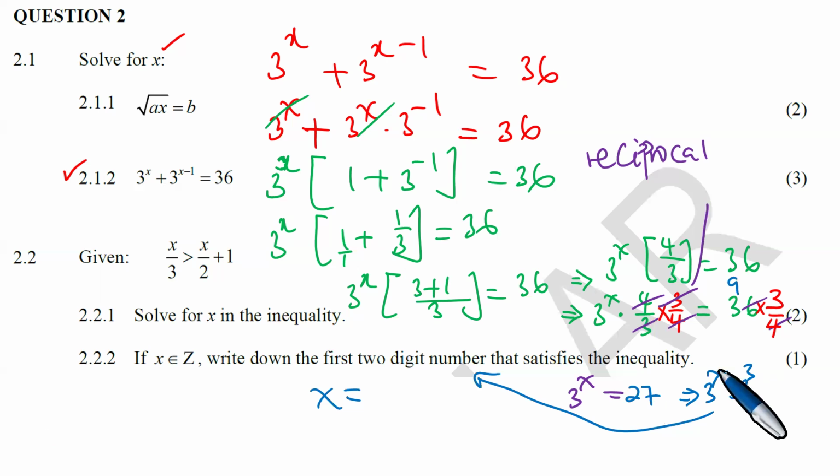37 can be written as 3 to the power 3, and now we equate. When the bases are the same, we equate the powers. Yes, we equate the powers. The bases are the same, they're both 3 and 3, so it means x equals 3, and that's the answer.